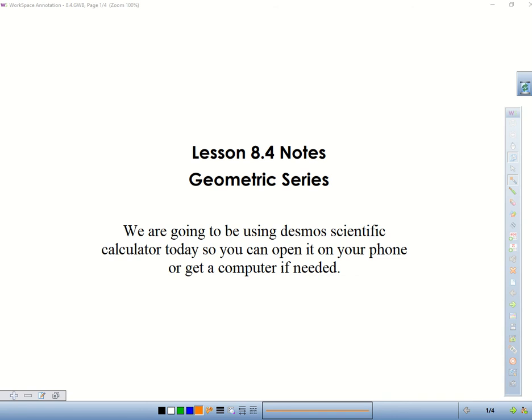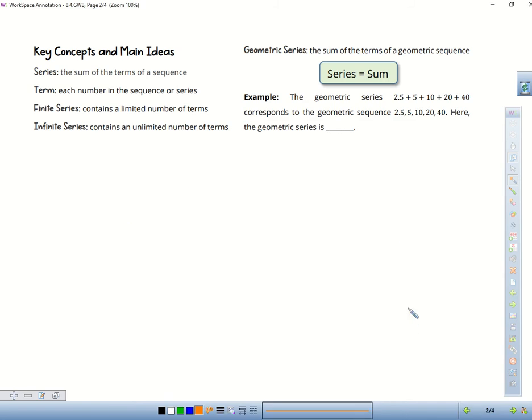Alright, so today we're going to be doing 8.4, which is going to be geometric series. So you all know what a series is. That's where you take the terms of a sequence and add them up, and the sum is going to be the series. So we did arithmetic series yesterday, where you take the terms of an arithmetic sequence and add them up. So a geometric series is where you take the sum of the geometric sequence terms and add them up.